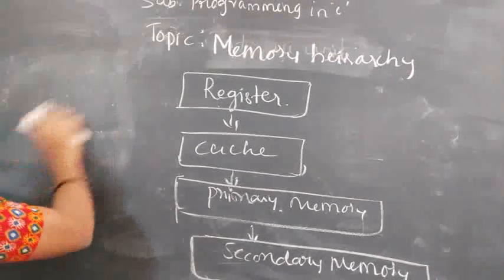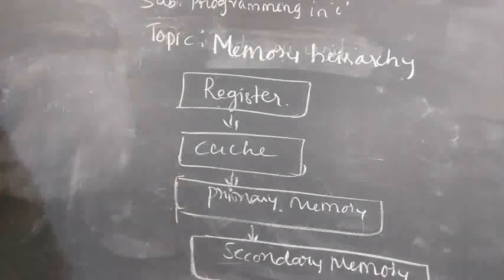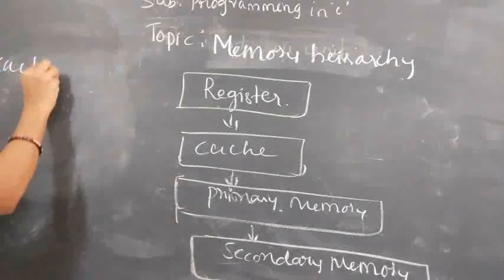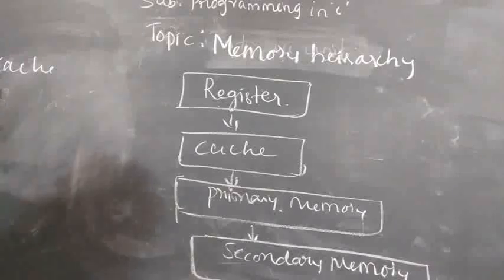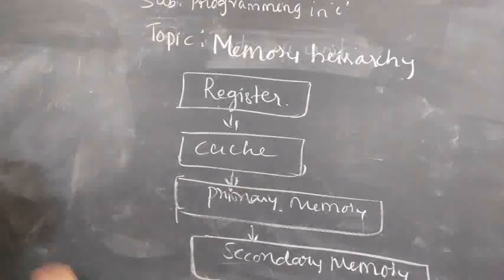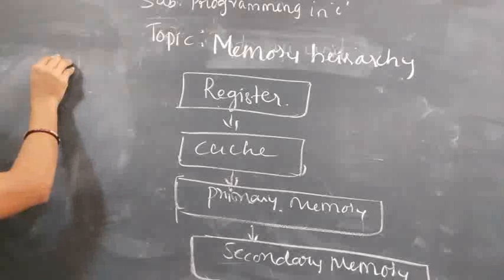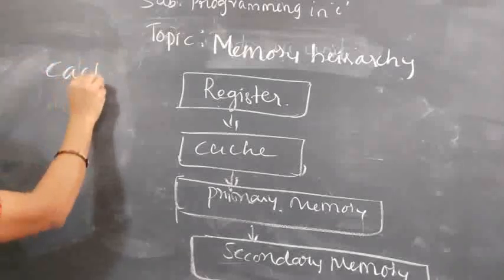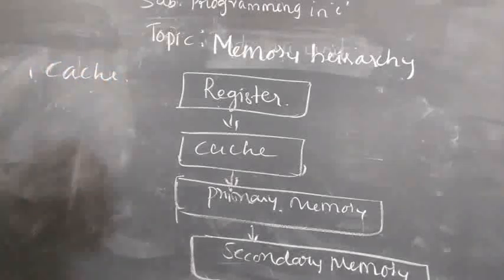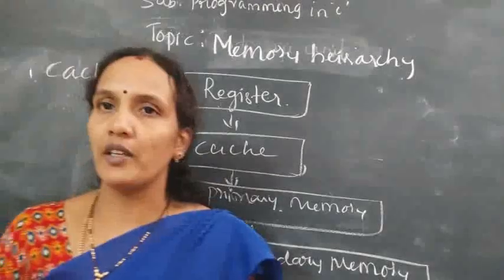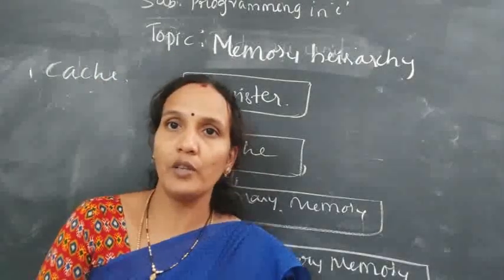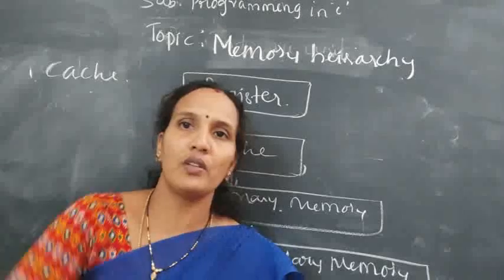Now come to the cache memory. Already I have explained cache memory. Here you can see cache memory. See, cache memory is nothing but it is also a small storage unit, but it is a little bit bigger compared to the registers.